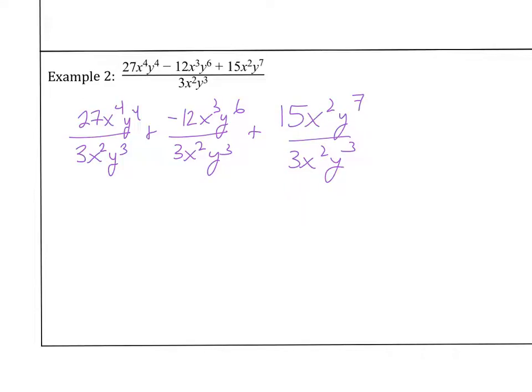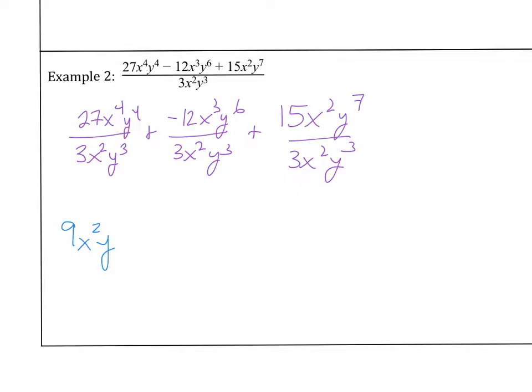So 27 over 3, I know that's going to make it 9. And then I would say that 2 of these x's knock out 2 of these x's, so I'll have 2 x's left and they live on top. And then if I look at the y's, 3 of these y's knock out 3 of these y's, so these will all go away, and there'll be 1 left on top. And that's the first term dealt with.